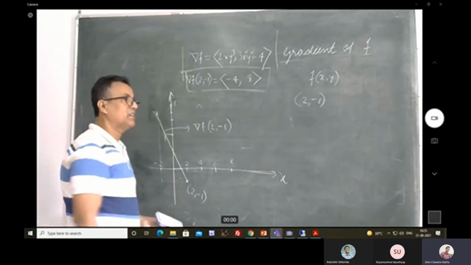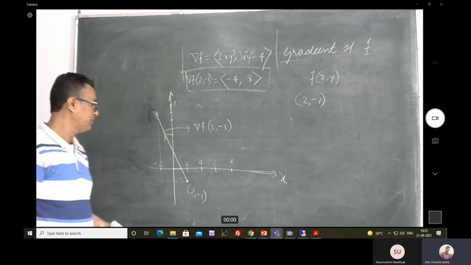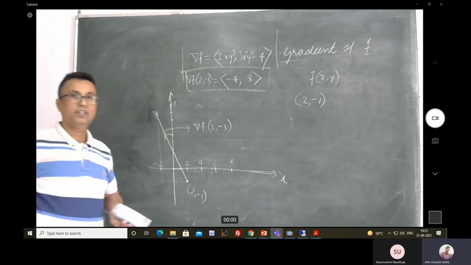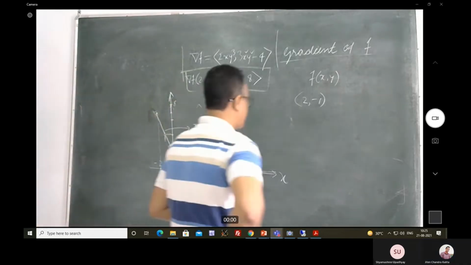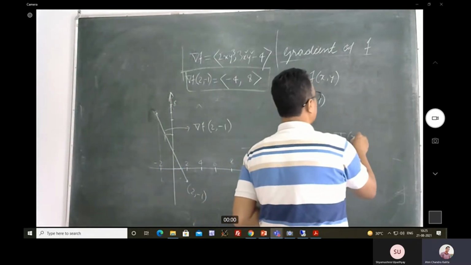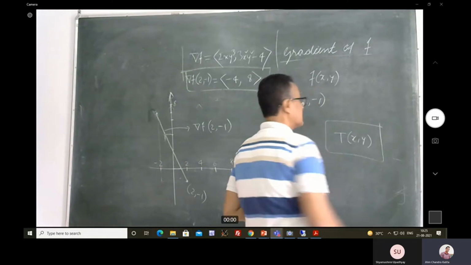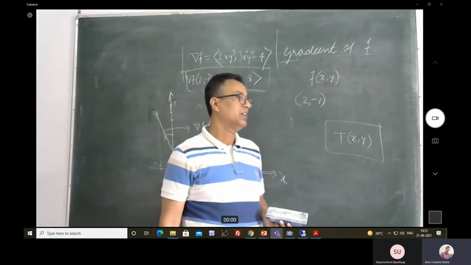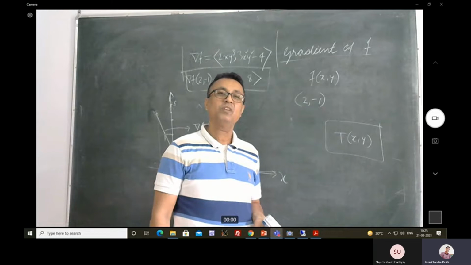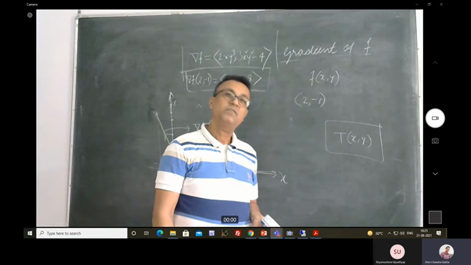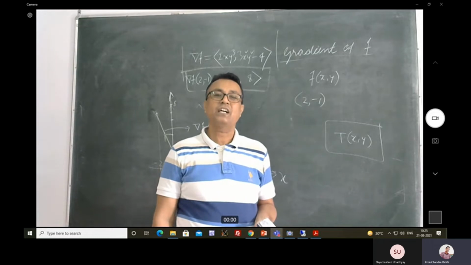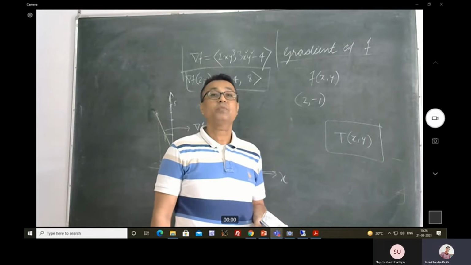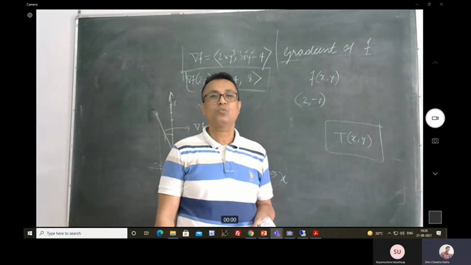Now, suppose you are given a function at a particular point. If that function represents some different phenomenon, suppose something like temperature, and you want to have an idea of the direction in which the rate of change of temperature is going to be maximum, then what you'll have to do?